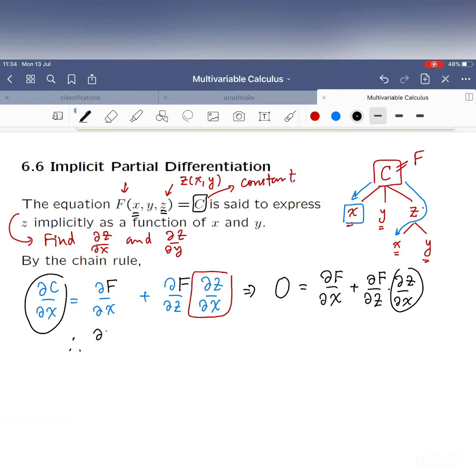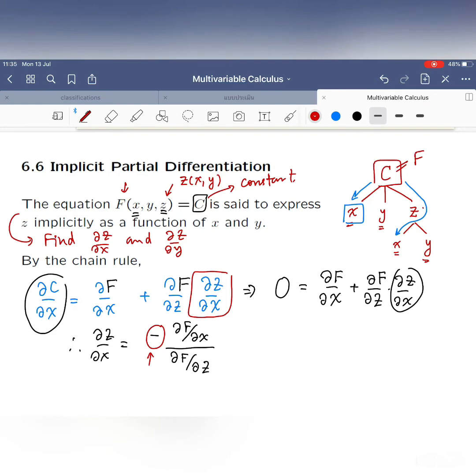So it means that if you want dz by dx, it's very simple. It is just the negative of dF by dx over dF by dz. The thing that you may miss is this negative sign. So be very careful when you use this formula.